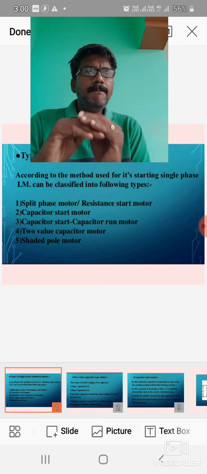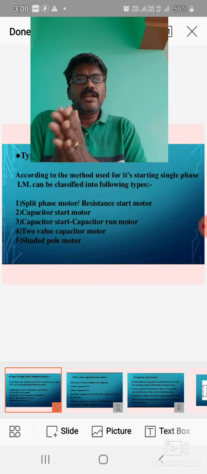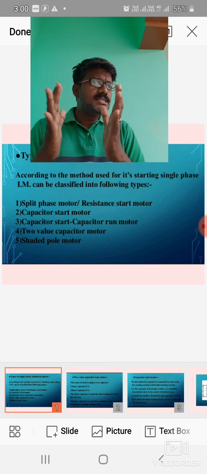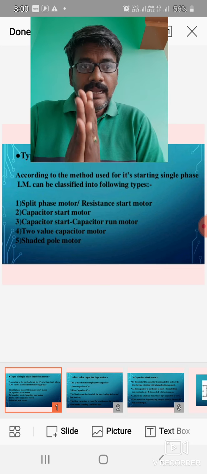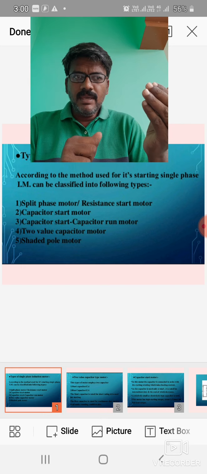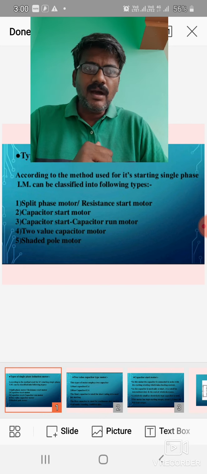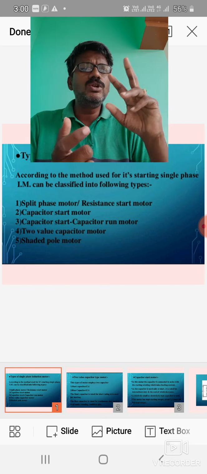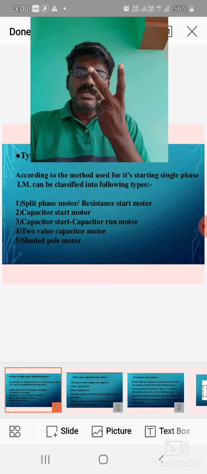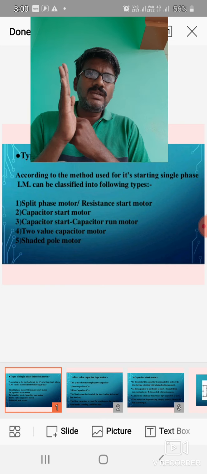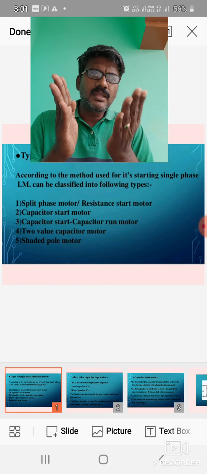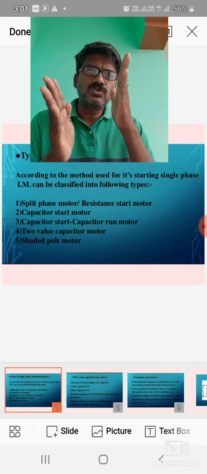Of these, the main winding must be inductive in nature. Induction motor always means the winding is inductive. The second winding may be a resistive type or a capacitive type. Only two options, right? There are only three elements: resistor, inductor, capacitor. So one is fixed, the main winding is inductive, and the other winding may be resistive or capacitive.